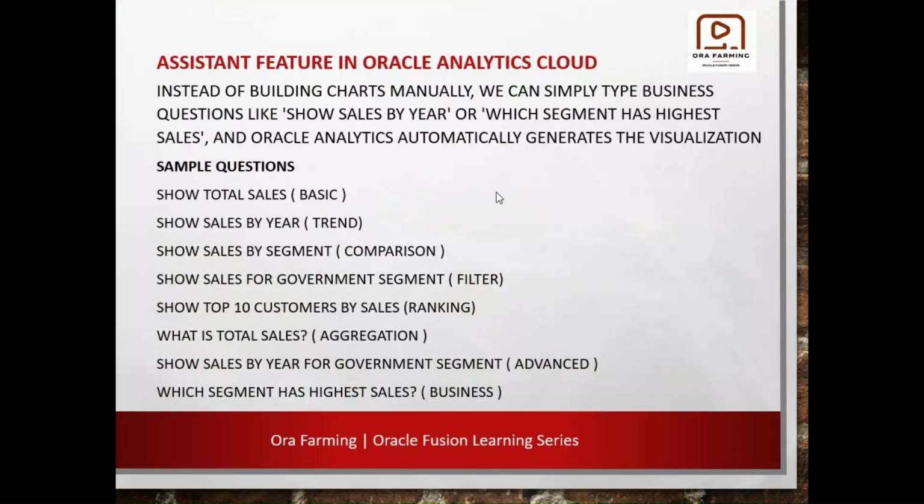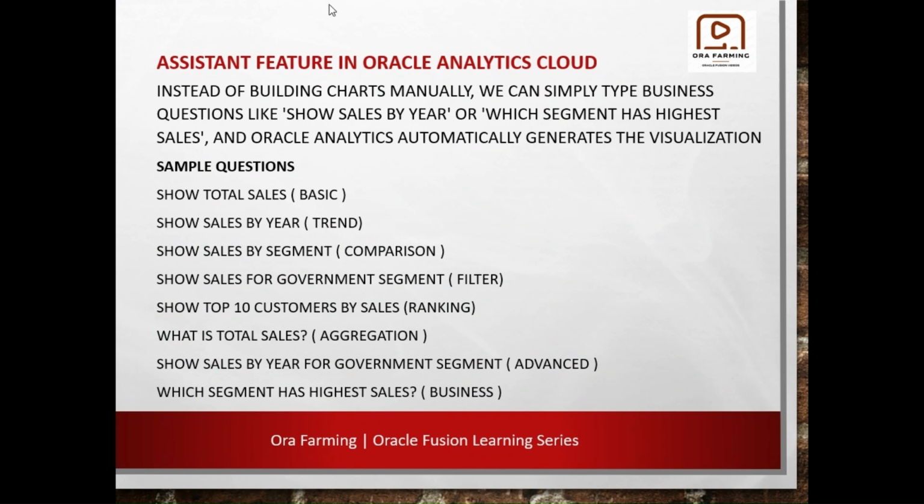So let's discuss our third feature, which is the assistant feature in Oracle Analytics Cloud. This feature allows users to ask questions about data in natural language. Instead of building charts manually, we can simply type business questions like show sales by year, which segment has the highest sales, and Oracle Analytics automatically generates the visualizations. So this makes analytics accessible even for non-technical users. Now let's go to the instance and see how the assistant responds to the questions.